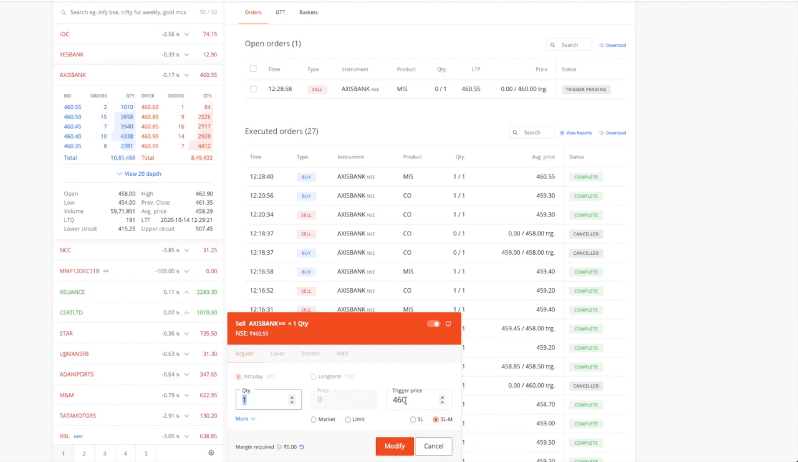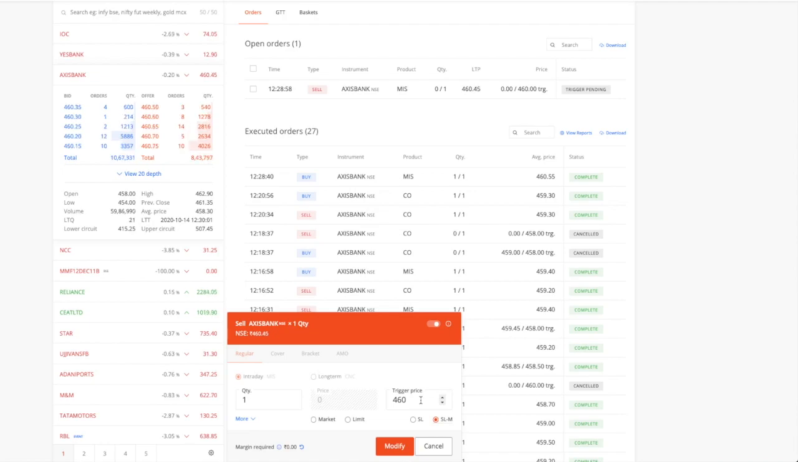Now the reason for a stop loss market order is that the order is getting fired at 460, and since it is a market order, the order will definitely get a fill. There is no chance that the order will not get a fill. 100%, since this is a market order, the order will actually get a fill. Now there is something else called SL that you use along with trigger price. What this SL does is, let's say you want to sell, okay, you want to push the order at the market. So if it is SLM, you are actually pushing the order at the market price, right?